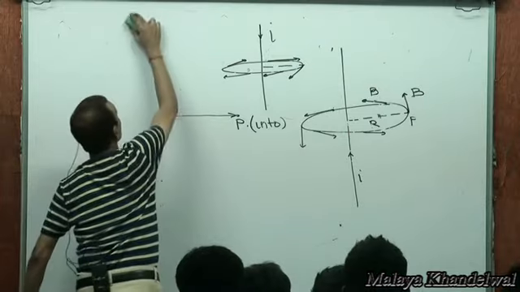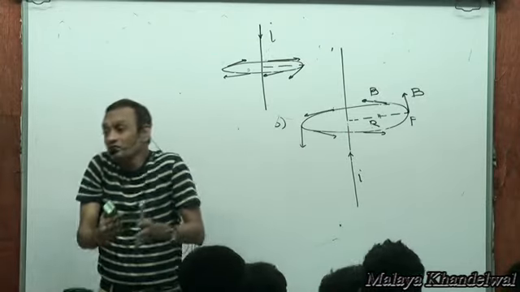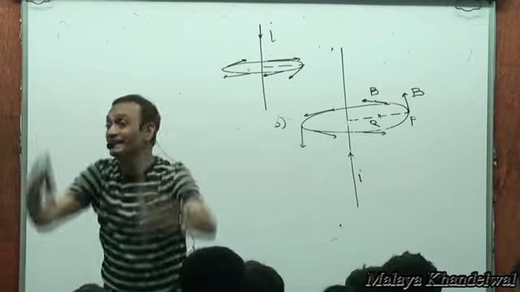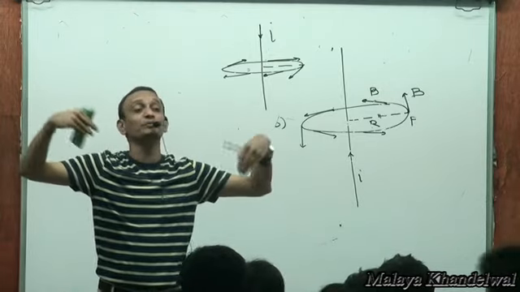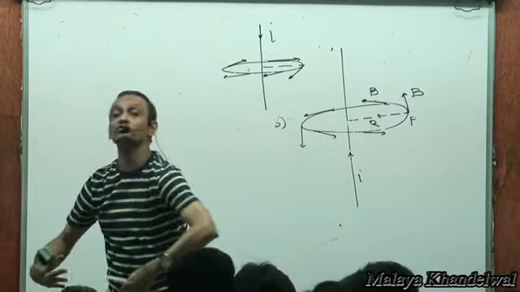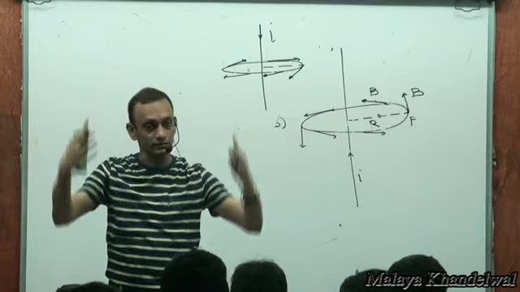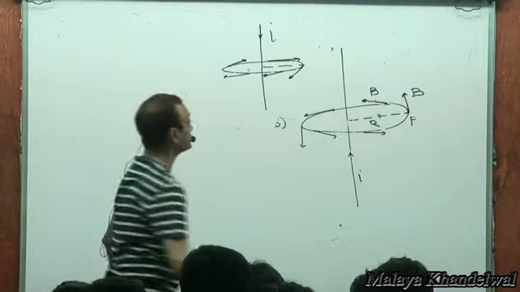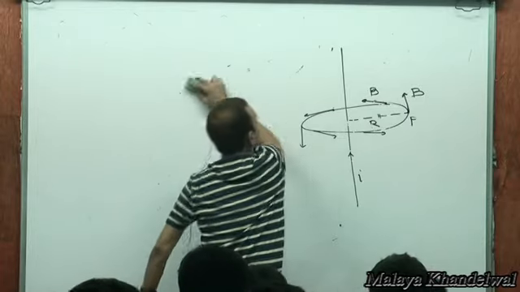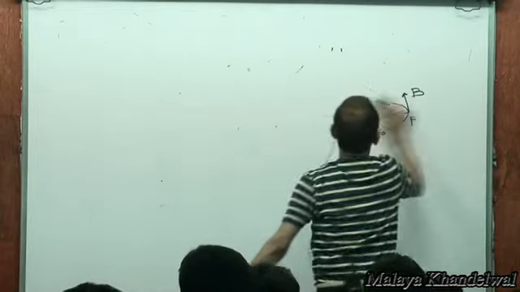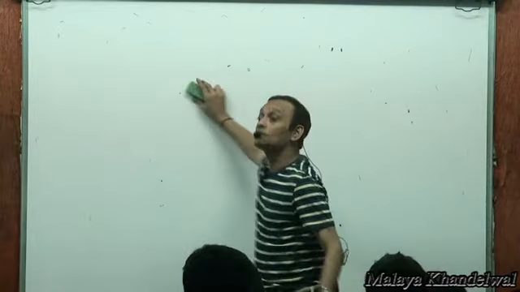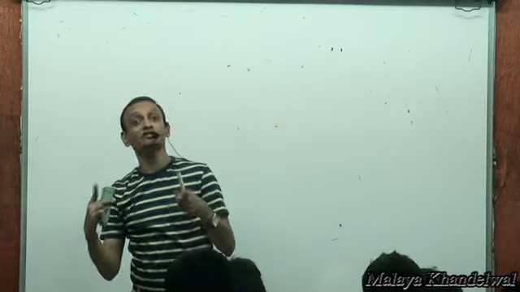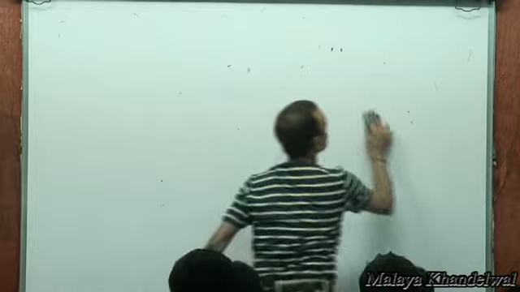In fact, this was a very thin long wire, and we computed the magnetic field because of this thin, very long wire. At a distance r, it was mu naught I by 2 pi r, right? Now, suppose the wire is not very thin, but is of finite width.